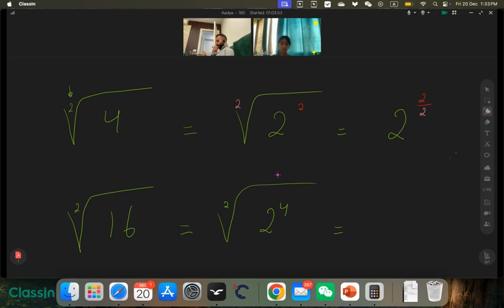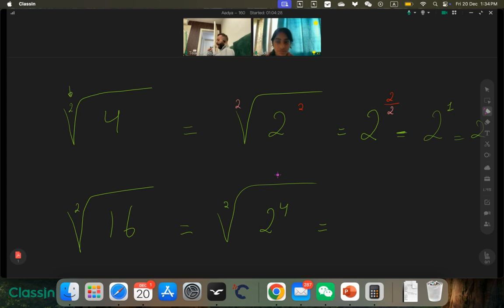Now, what is 2 over 2? Divide. Yeah, 2 over 2. 1. 2 divided by 2 is 1. So 2 power 1, so this is 2. Oh, so to remove those two, you have to do 2 over 2.